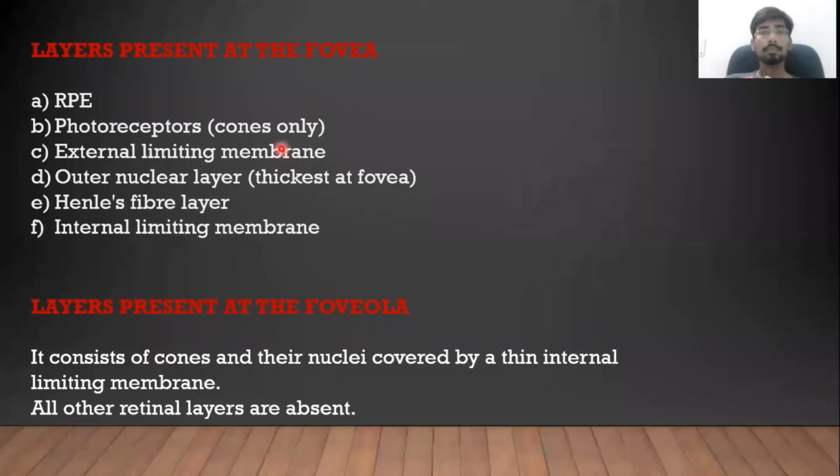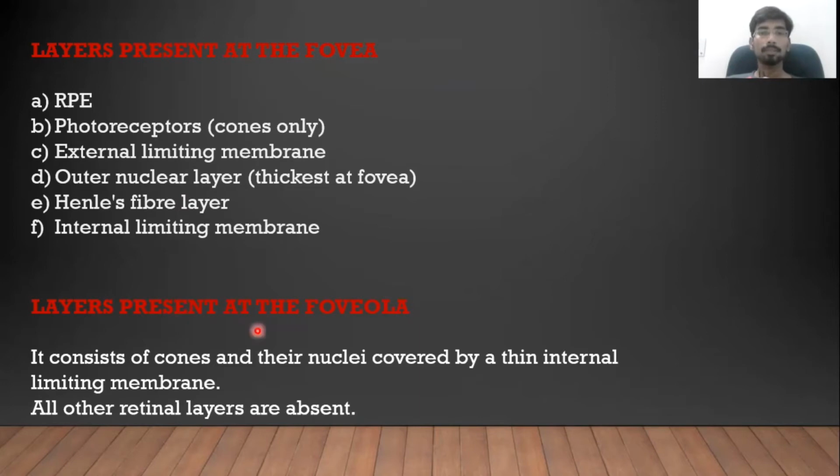Layers at the fovea: the RPE layer and photoreceptors, where only cones are there, and the external limiting membrane. And the outer nuclear layer is thickest at the fovea. The rest of the layers are not present. The Henle fiber layer and internal limiting membrane are present at the fovea.